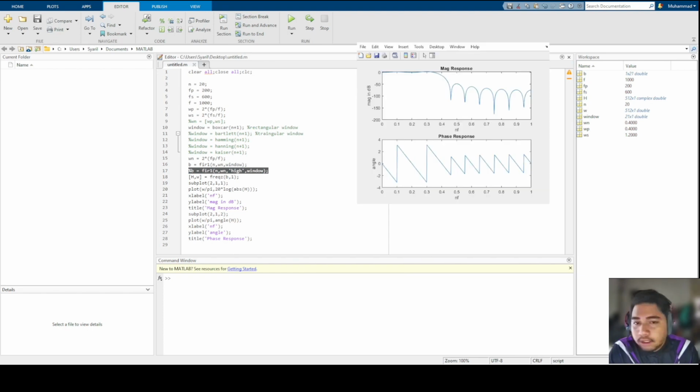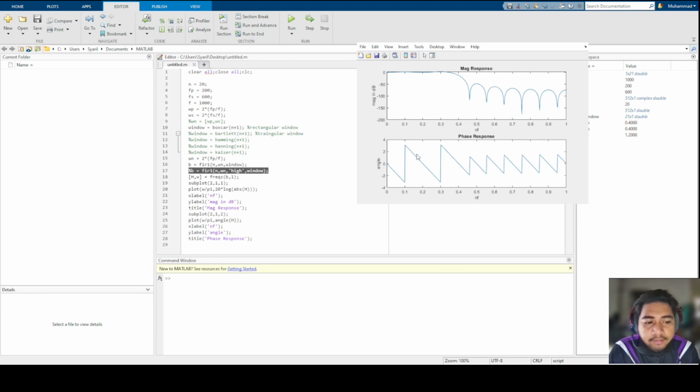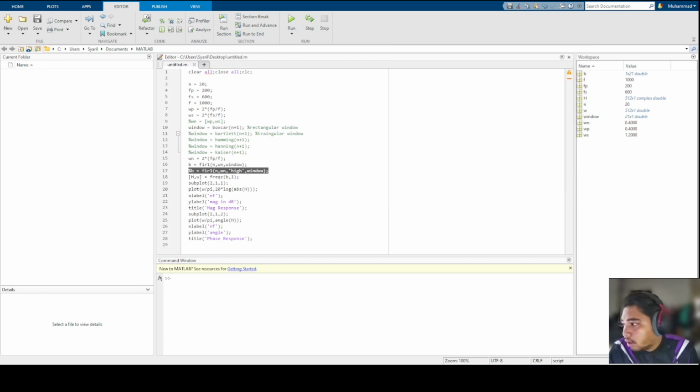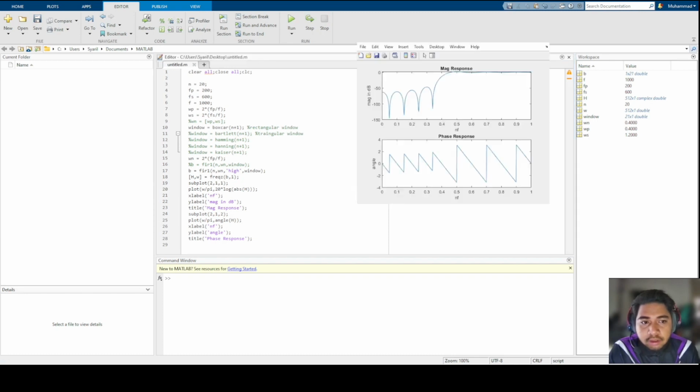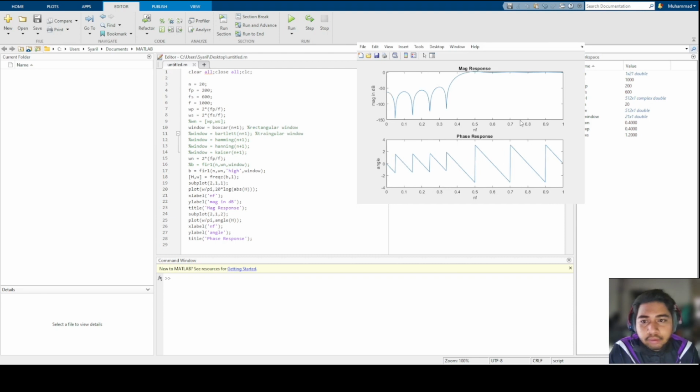Alright, this is the output for the low pass filter. If I want to change to the high pass filter, I just change the comment here, and run the simulation. Okay, this is the output for the rectangular window for the high pass filter.